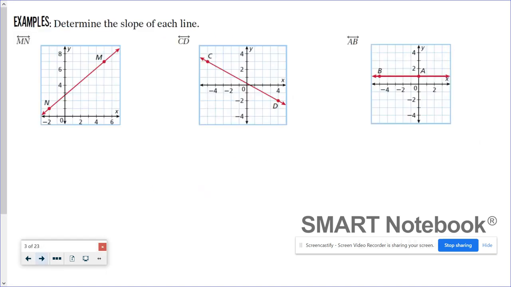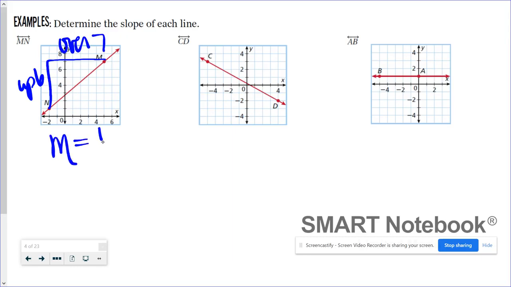Always. So in these examples here, we want to determine the slope of each line. Well, those first 2 lines, I can use the slope formula, or I can use rise over run, whatever I feel most comfortable doing. So in order to go from n to m, I need to rise up and then run over, and I can simply count to figure out how many. So I'm going up 6 units, and I'm going over 7 units. So that means my slope would be 6/7, and it would be positive because I went up and right.